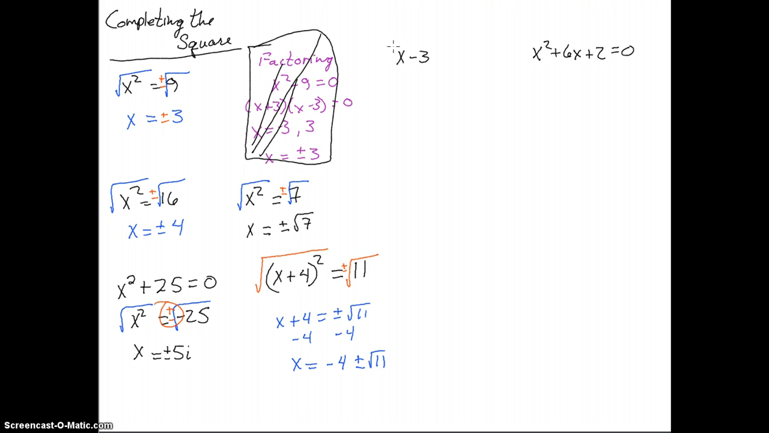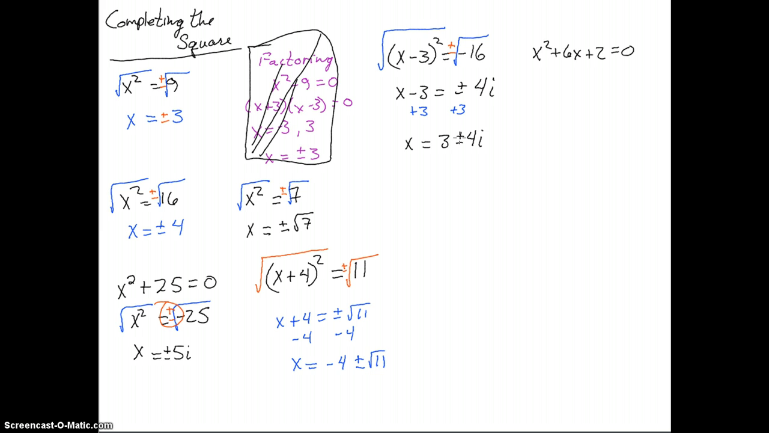X minus 3 squared equals negative 16. We have a perfect square again, so we square root. Don't forget that plus or minus. And then we have x minus 3 equals plus or minus. Square root of 16 is 4. Square root of negative is i. And so now we add 3 to both sides. So we get as the answers x equals 3 plus or minus 4i.